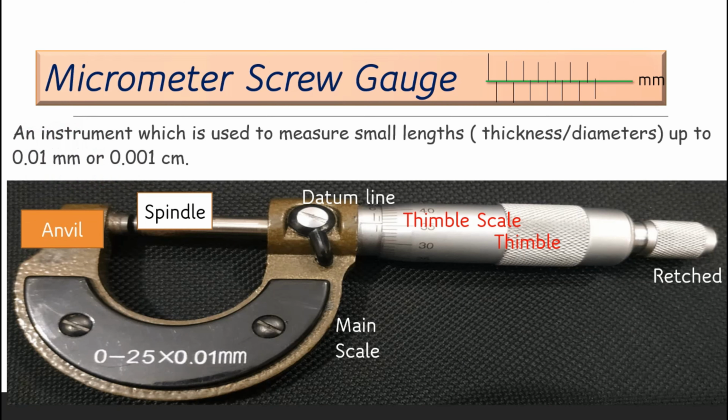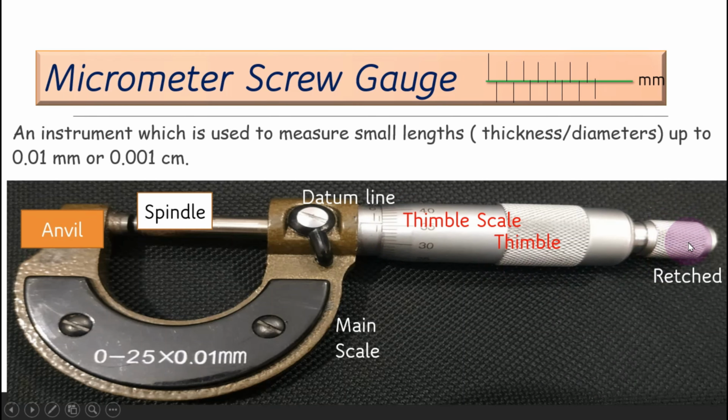The different parts of this device are as follows. This part is known as the anvil, while this is known as the spindle. This is the lock. These marks are of the scale which is the main scale. This line is known as the datum line. This scale is known as the thimble scale, while this is known as the ratchet.